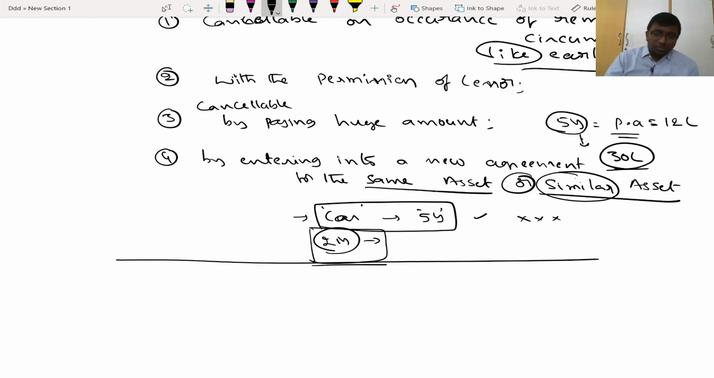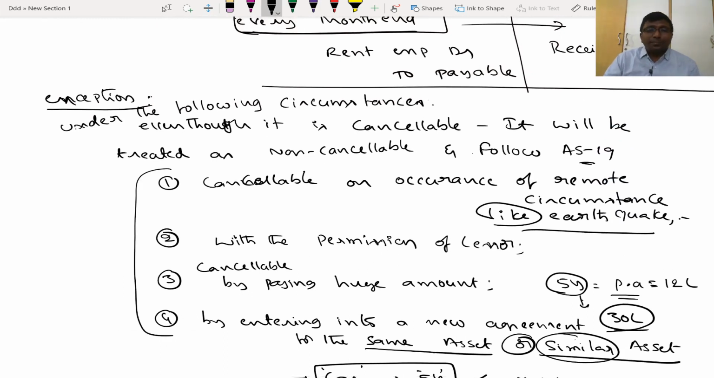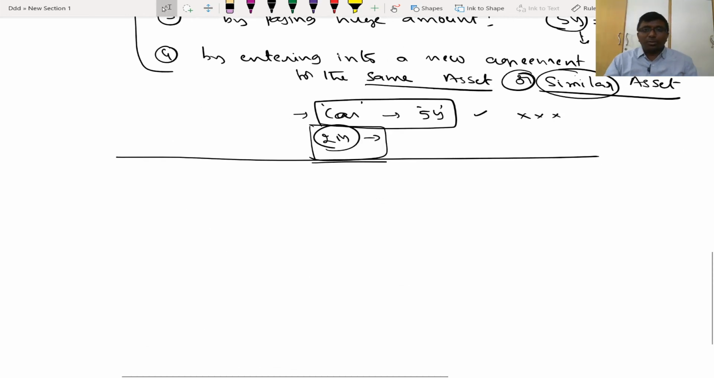Hope you understood something. Under these 4 circumstances, correctly speaking, as per the wordings, the lease is cancelable, but still it will be treated as non-cancelable, because it is only under these 4 circumstances. And if it is non-cancelable, Accounting Standard 19 is applicable. If it is a cancelable lease, then we are not going to follow this. Right. Next, one more small point.